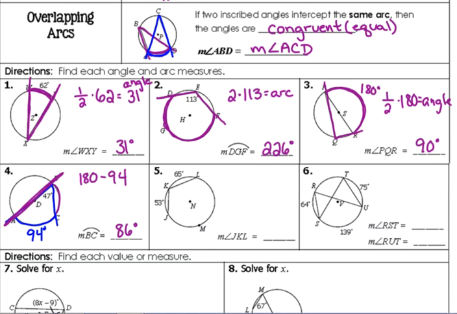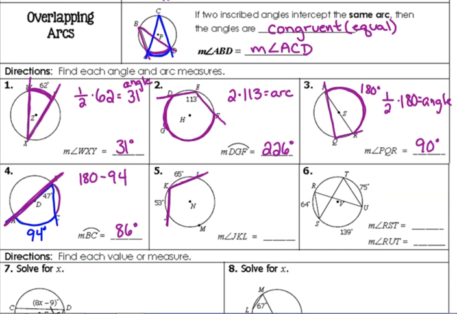Again, there's no magic formula. I can't tell you step by step what you're going to do every time. You're going to have to just play around with some of these. Number 5, the measure of angle JKL. J to K to L. What will help you the most, though, is drawing on these pictures. Don't try and do it without drawing and tracing out what they want, what you're given, etc.